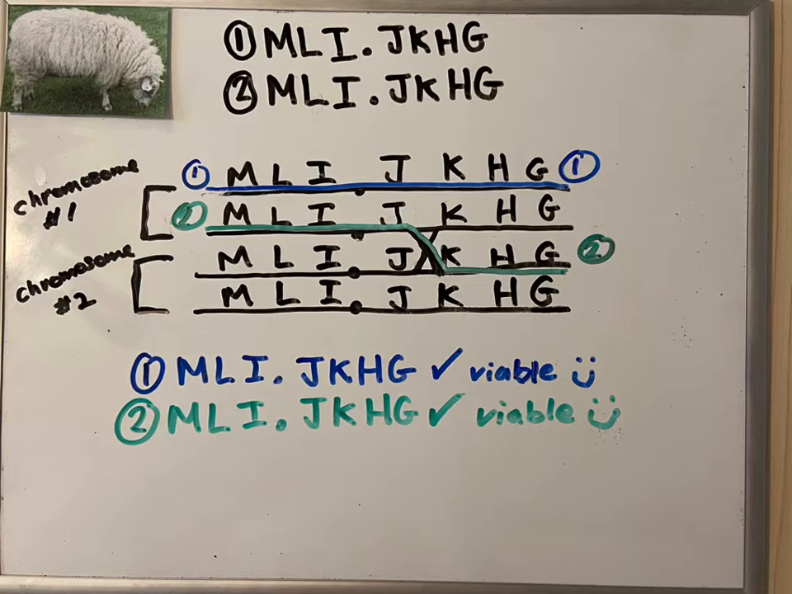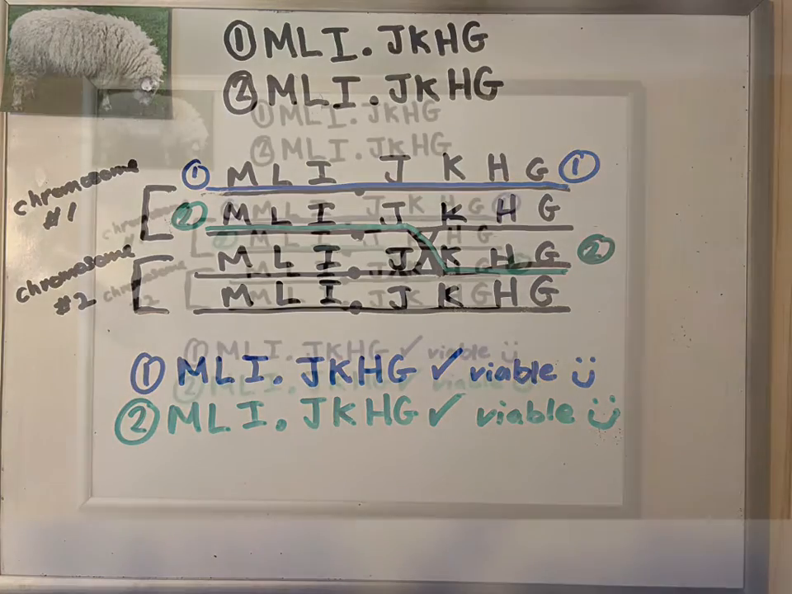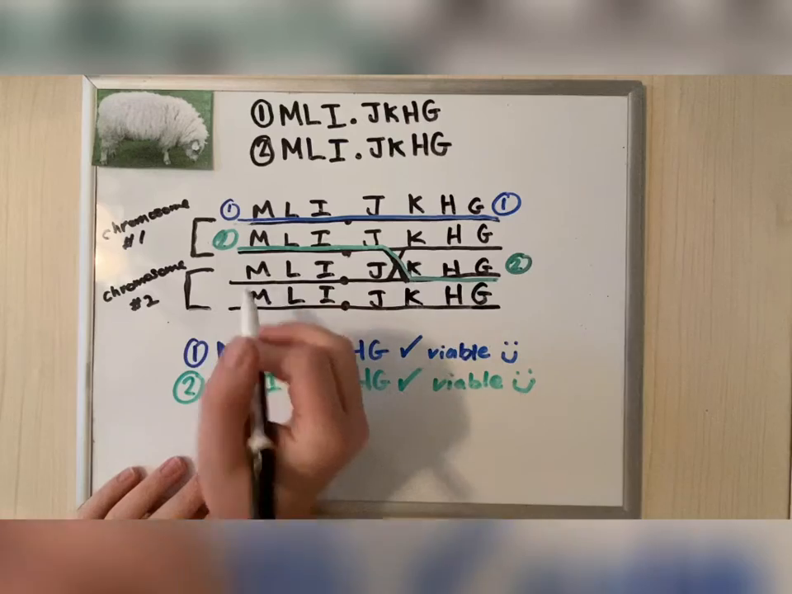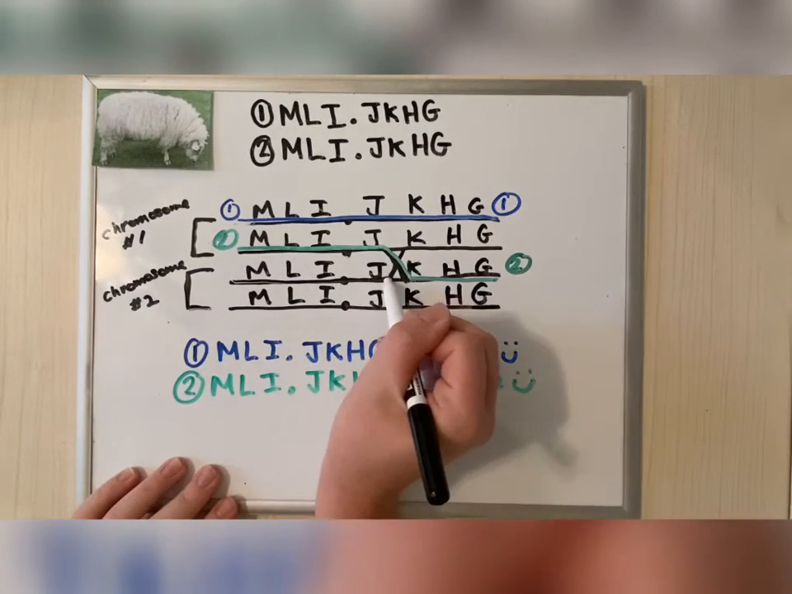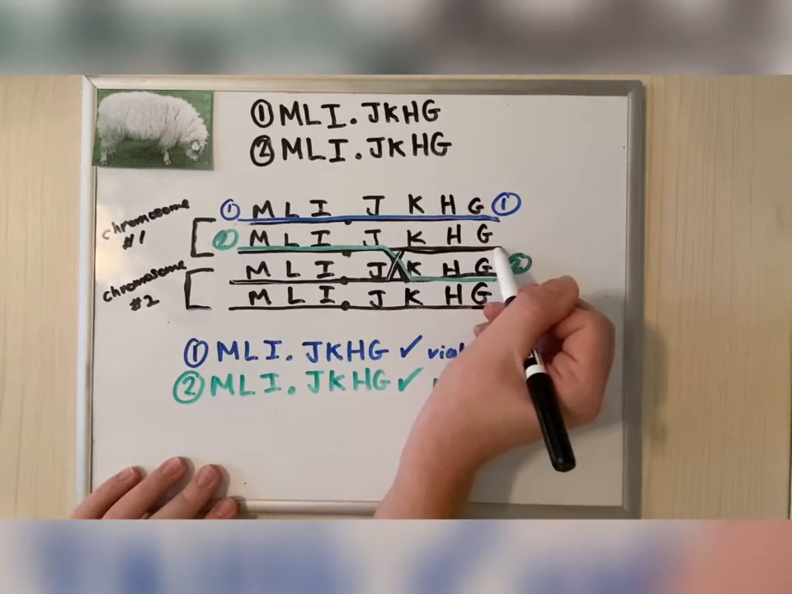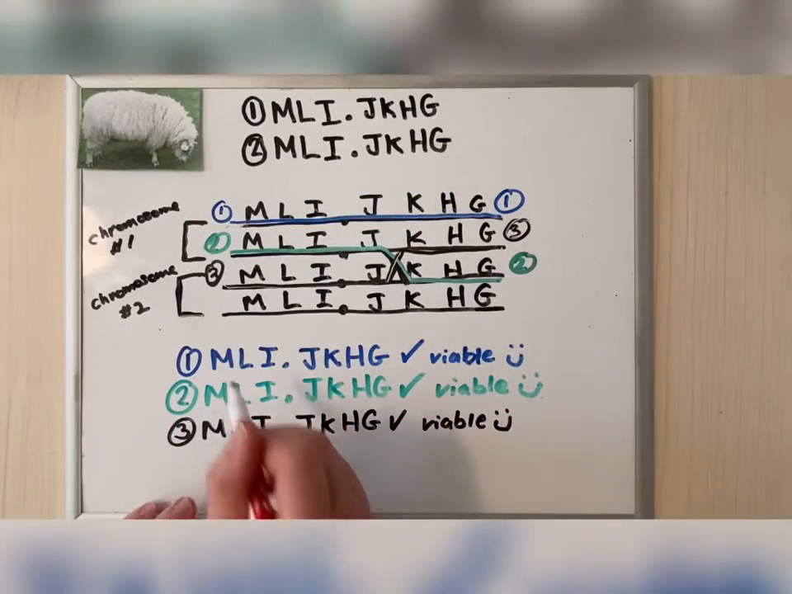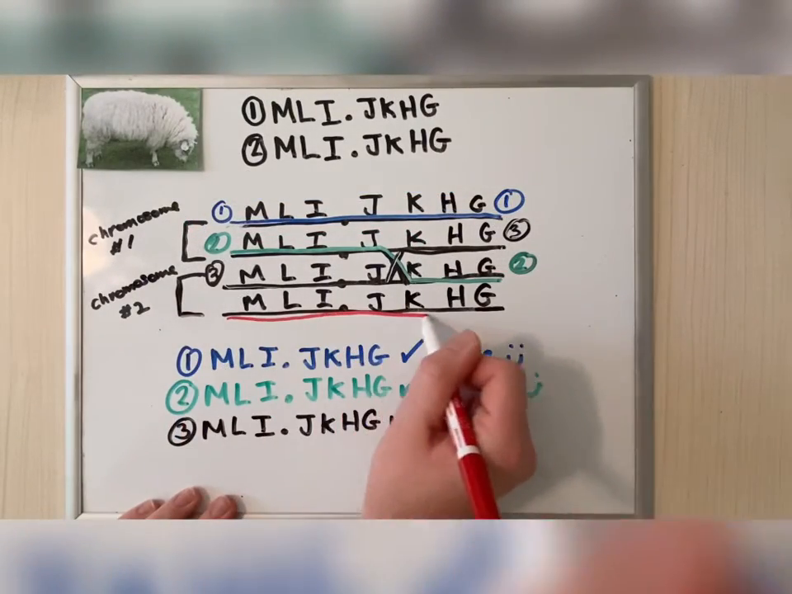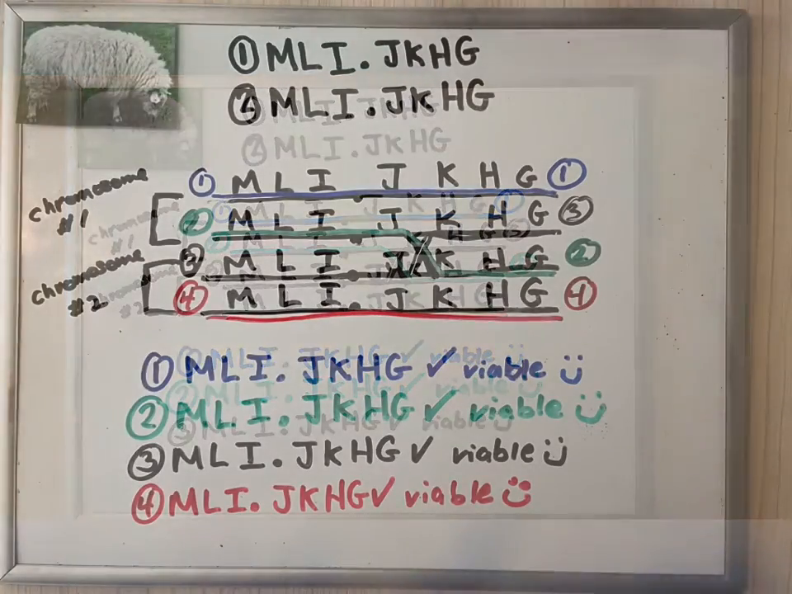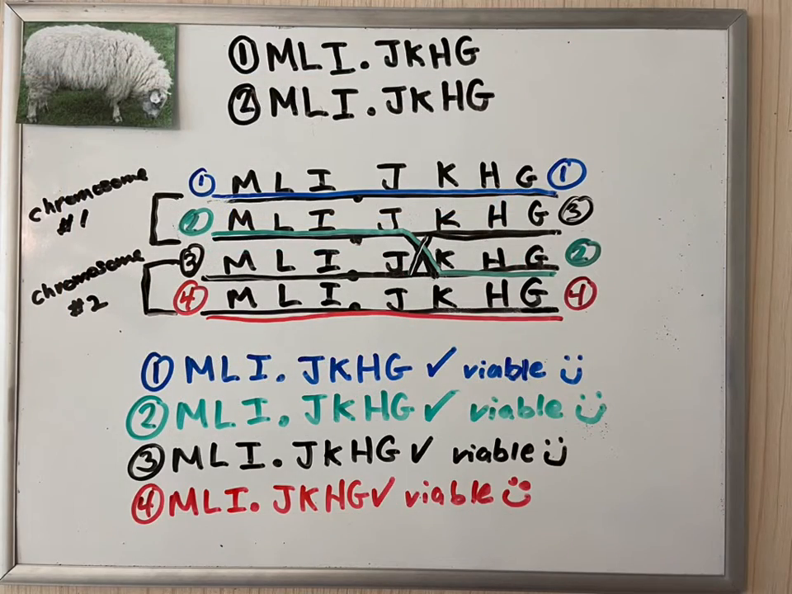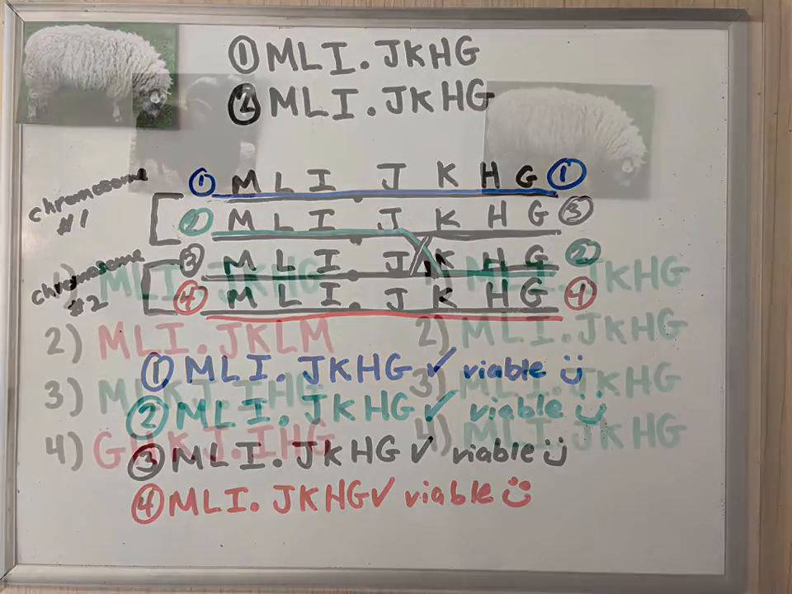Looking at line 2, we can go from MLI.J to the cross, moving down a strand to KHG. This chromosome is the same as the parental chromosome and will be viable. Following line 3, we move from MLI.J to the cross, moving up a strand to KHG. The chromosome produced is MLI.JKHG, which, like the first two, is the same as the parents and will be viable. Following our fourth line, we get the same chromosome, MLI.JKHG, meaning it will be viable as well. Therefore, after the cross, our white sheep produces four viable gametes that could all lead to offspring.